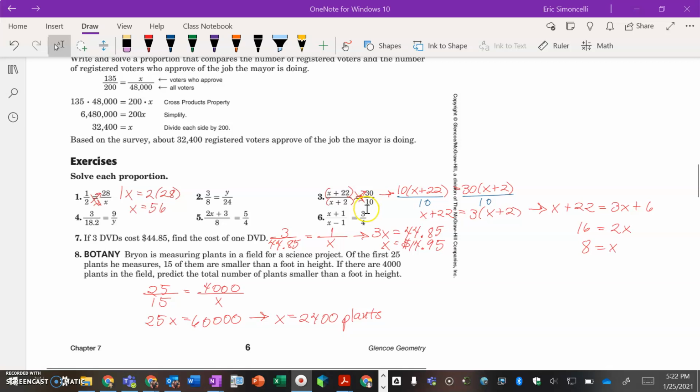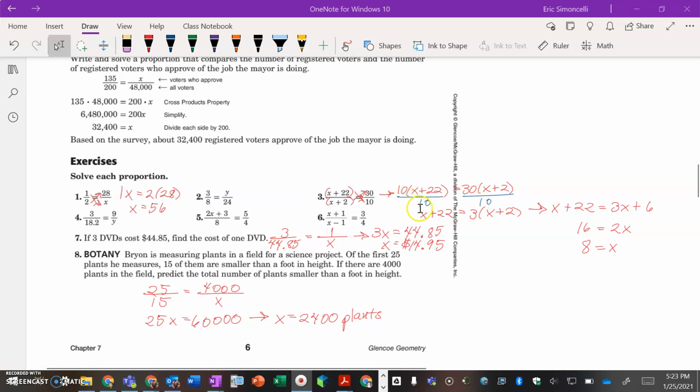Number 3 is a little bit more nuanced because we have a binomial divided by another binomial equals a simple fraction. So I went ahead and I put parentheses around x plus 22 and x plus 2. So when you cross multiply, you're going to have 10 times this quantity in parentheses. Be careful, make sure you do that. And on the other side, the same thing applies, 30 times the quantity x plus 2. Make sure the parentheses are there. Make sure then that if you don't necessarily distribute, that you are able to do something like this. And I say make sure, if it's plausible, only do that.